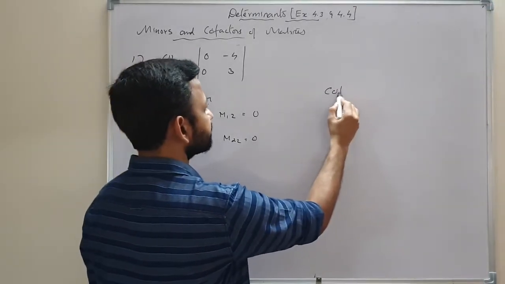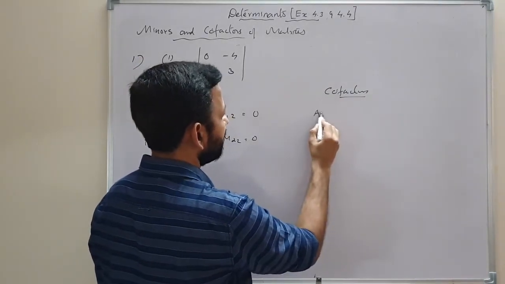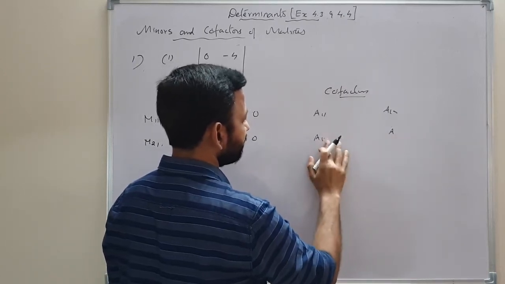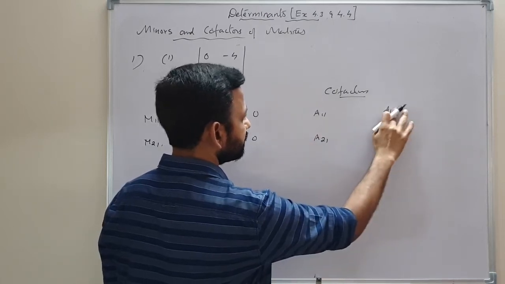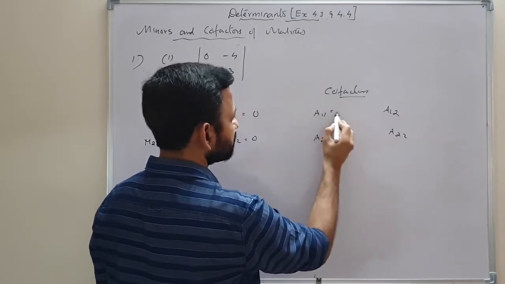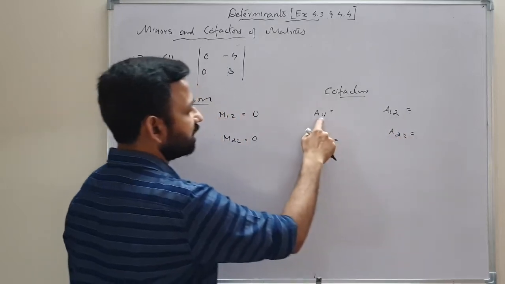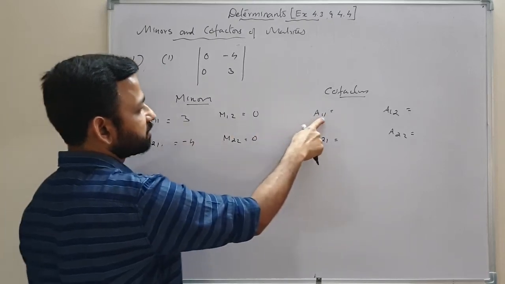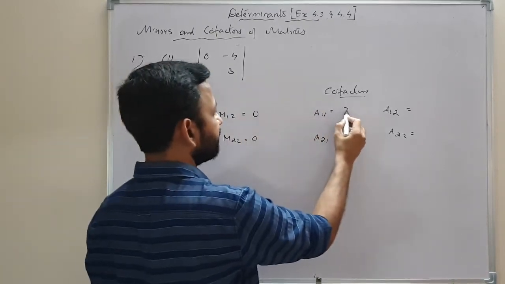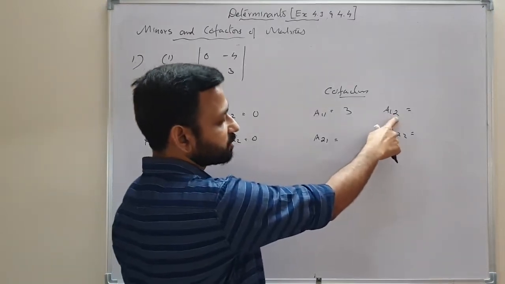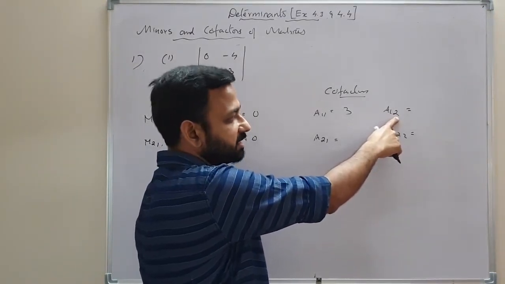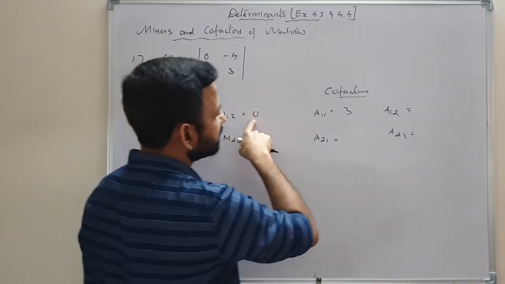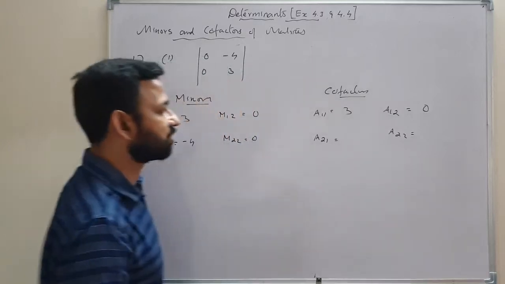Then cofactors, A11, A12, A21, A22. So when we find the A11, if their sum is even number, minor and the cofactor will be same. 1 plus 1, 2, 2 is an even number, so the cofactor is same. And here 1 plus 2, 3, 3 is an odd number, cofactor will be the negative of the corresponding minor. Here it is 0, so negative of 0 is 0 only.